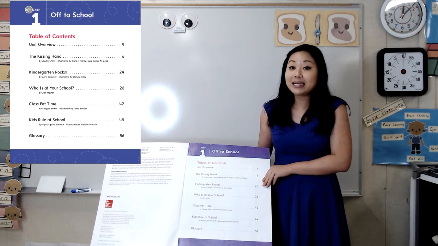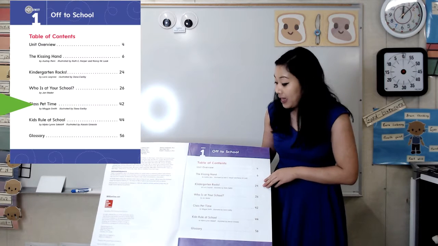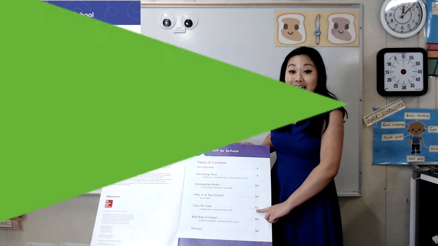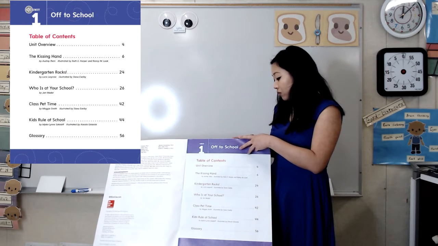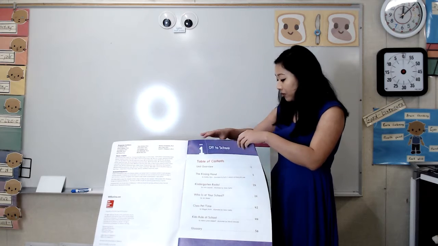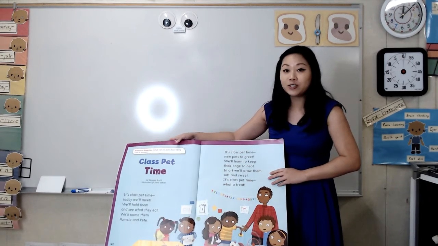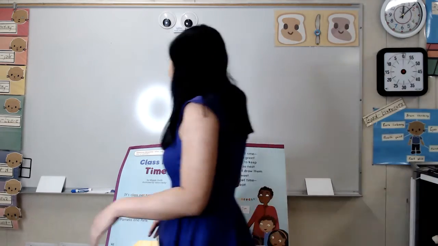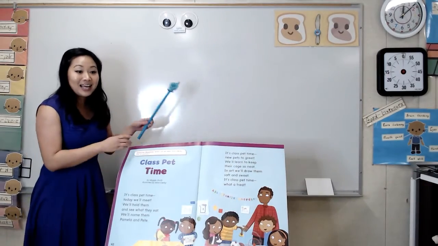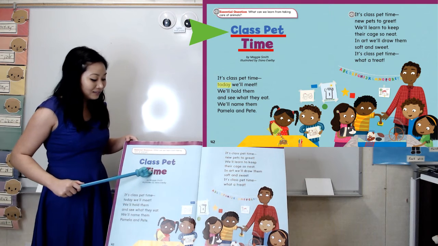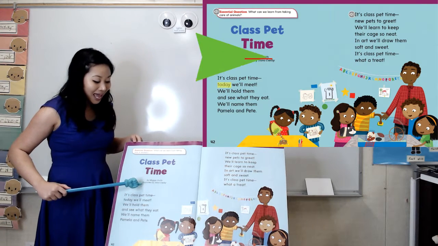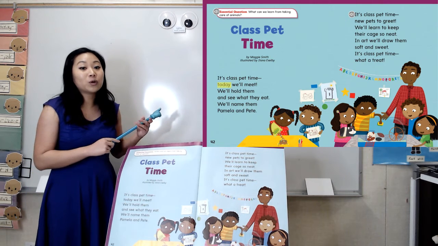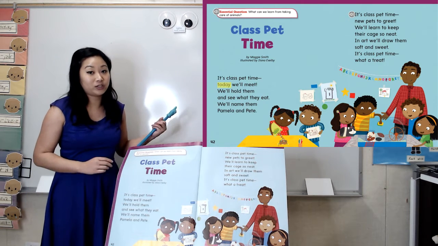Our poem for today is Class Pet Time. And when I move my finger across the page, I see it's going to be on page 42. So I'm going to go ahead and turn to page 42. And there it is. And again, friends, this is the title, author, and illustrator. Remember, the author writes the words and the illustrator draws the pictures in the story.